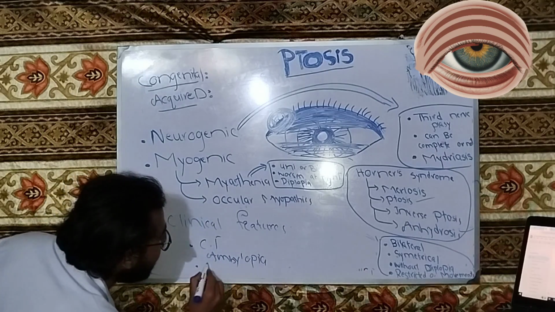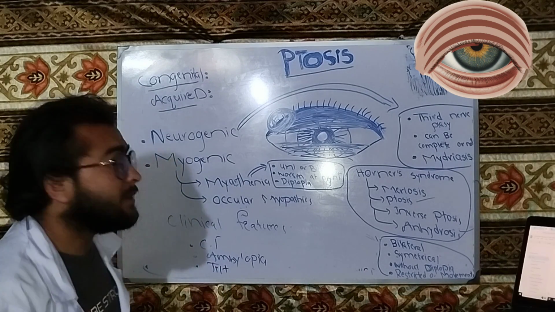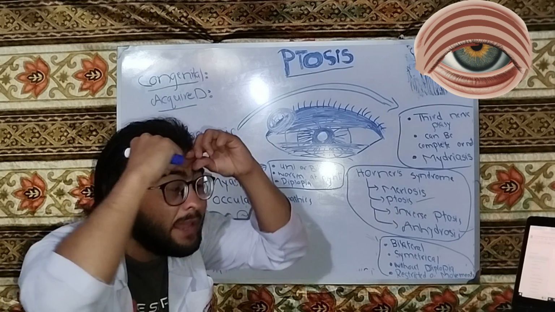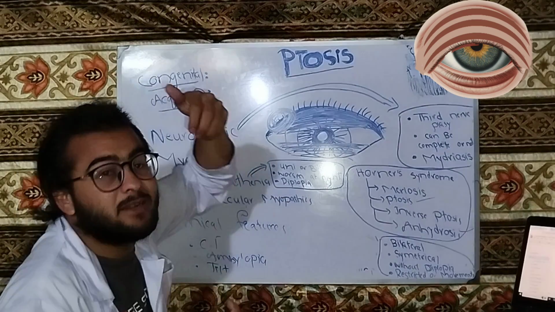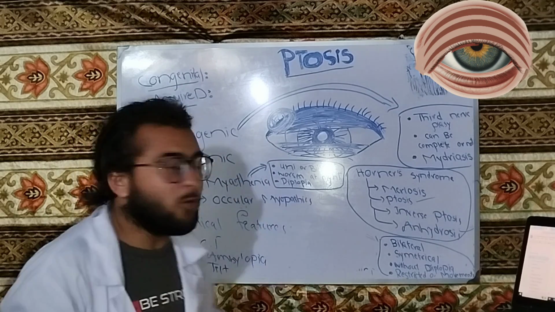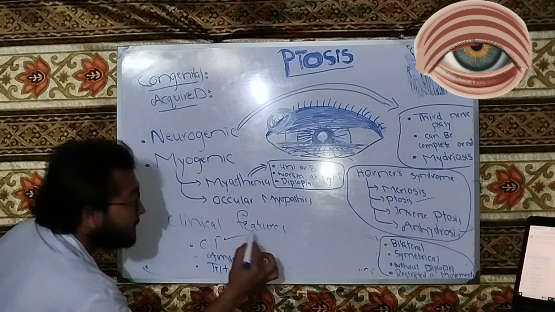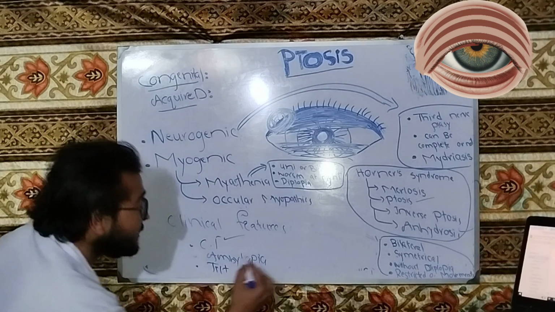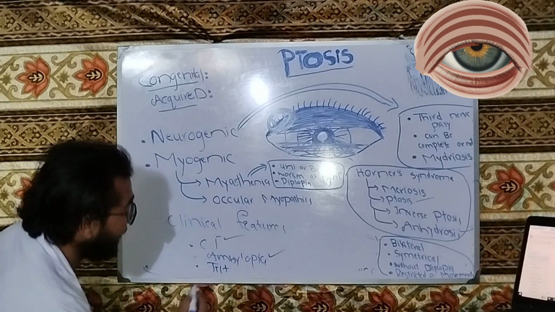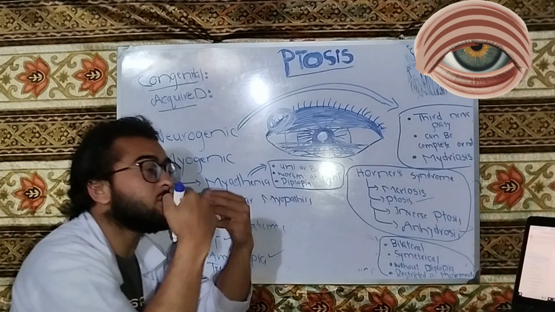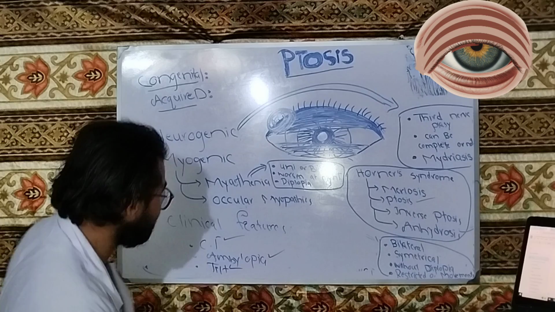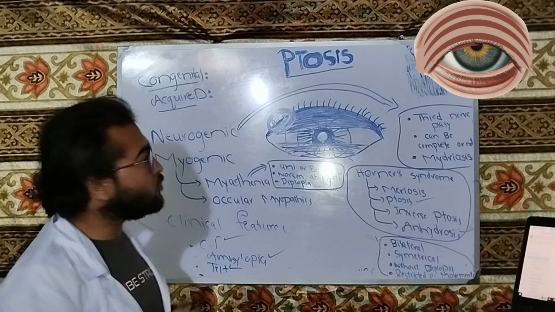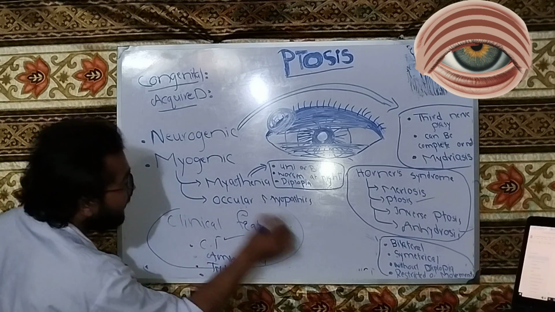There will be tilting of the head, and there will also be wrinkling of the forehead. Why? Because they are trying to open the upper eyelid, so there will be wrinkle formation in the forehead. So the clinical features are: there will be cosmetic disfigurement. If the child is below 9 years of age, there will be amblyopia and squint, and there will be tilting of the head in order to see through the lower open position, and there will be wrinkling on the forehead. So these are the clinical features of ptosis.